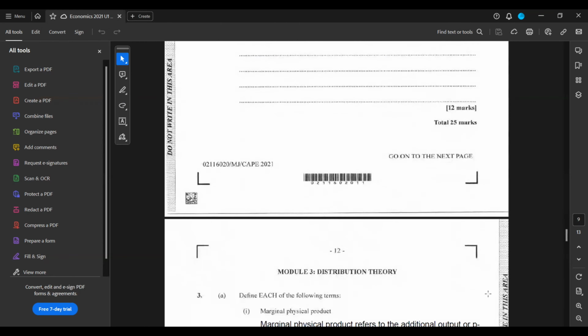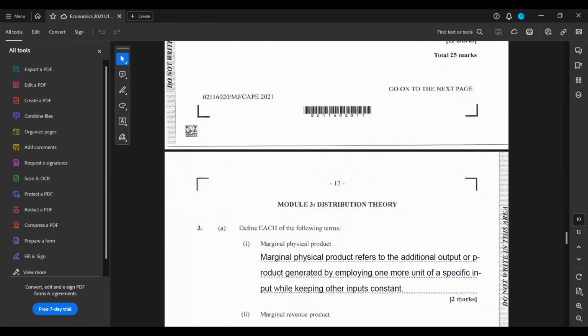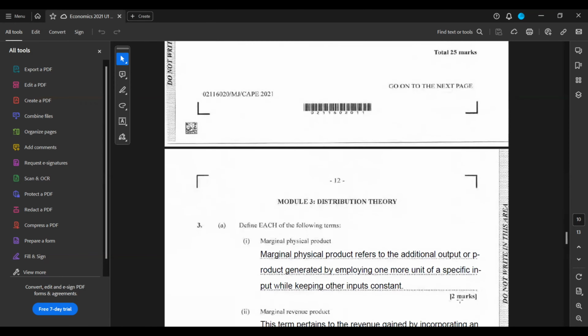Module 3, define the following terms. Marginal physical product. Marginal physical product refers to the additional output or product generated by employing one more unit of a specific input while keeping other inputs constant. Marginal revenue product.